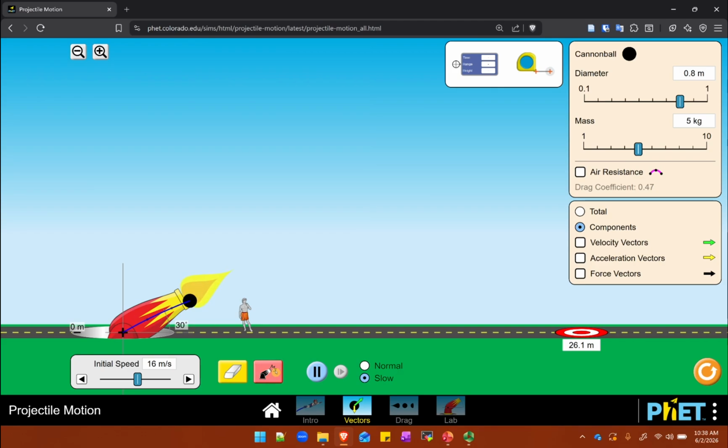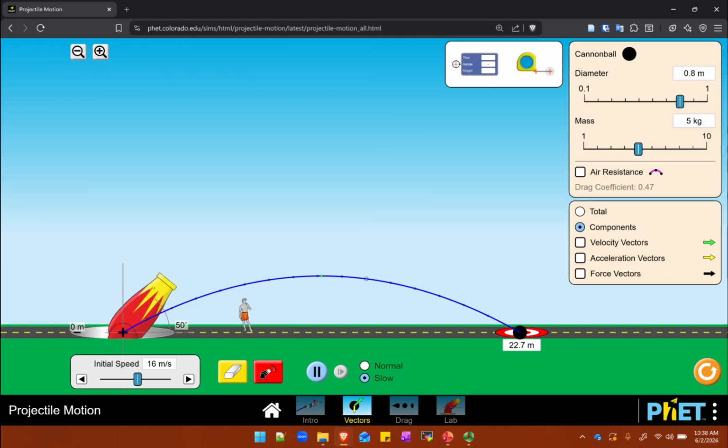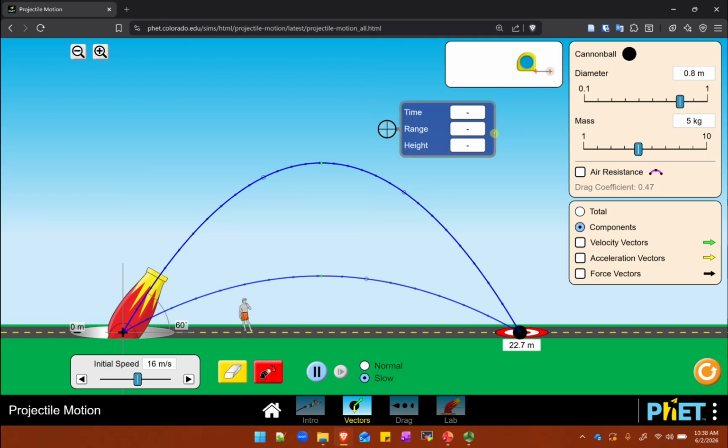If I shoot this object from a 30-degree angle, and I also shoot this from a 60-degree angle, these paths, these trajectories are very, very different, but the total range is going to be the same. And what's interesting is one is going to take significantly longer than the other.